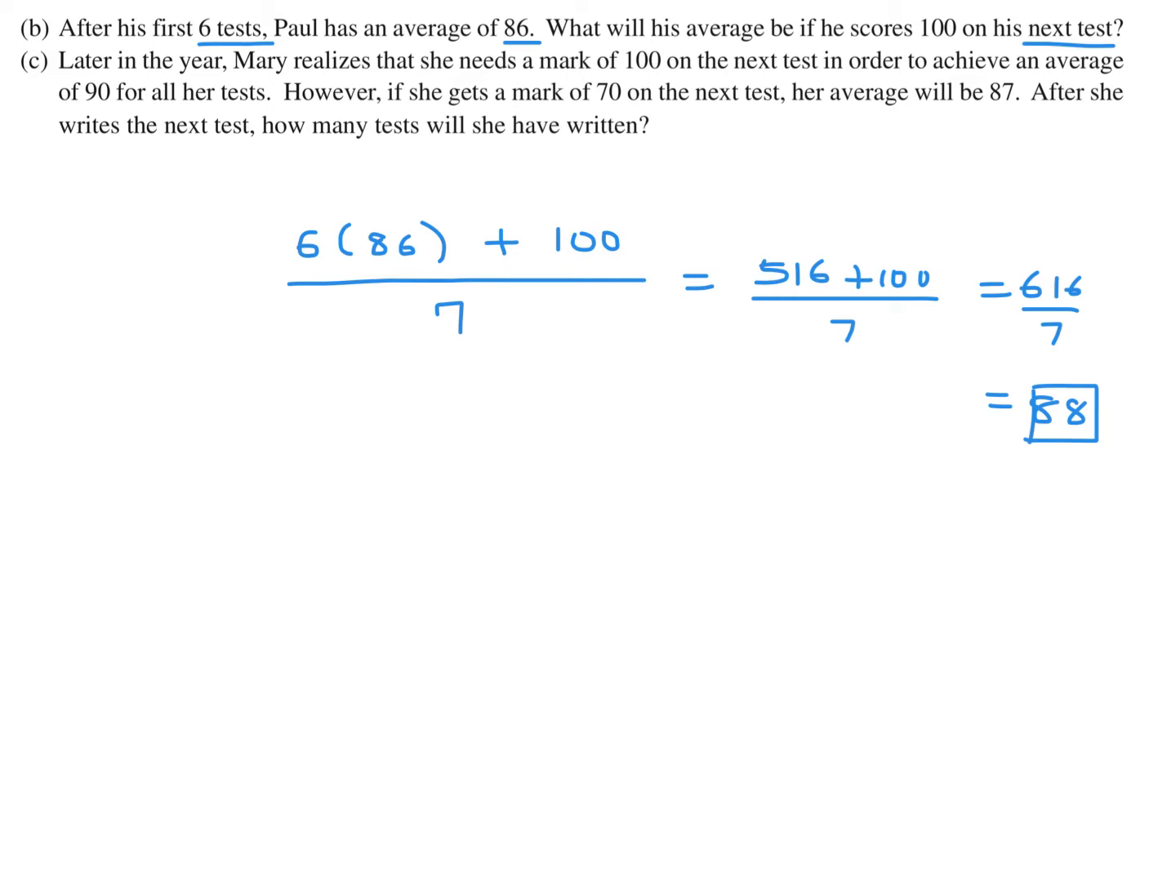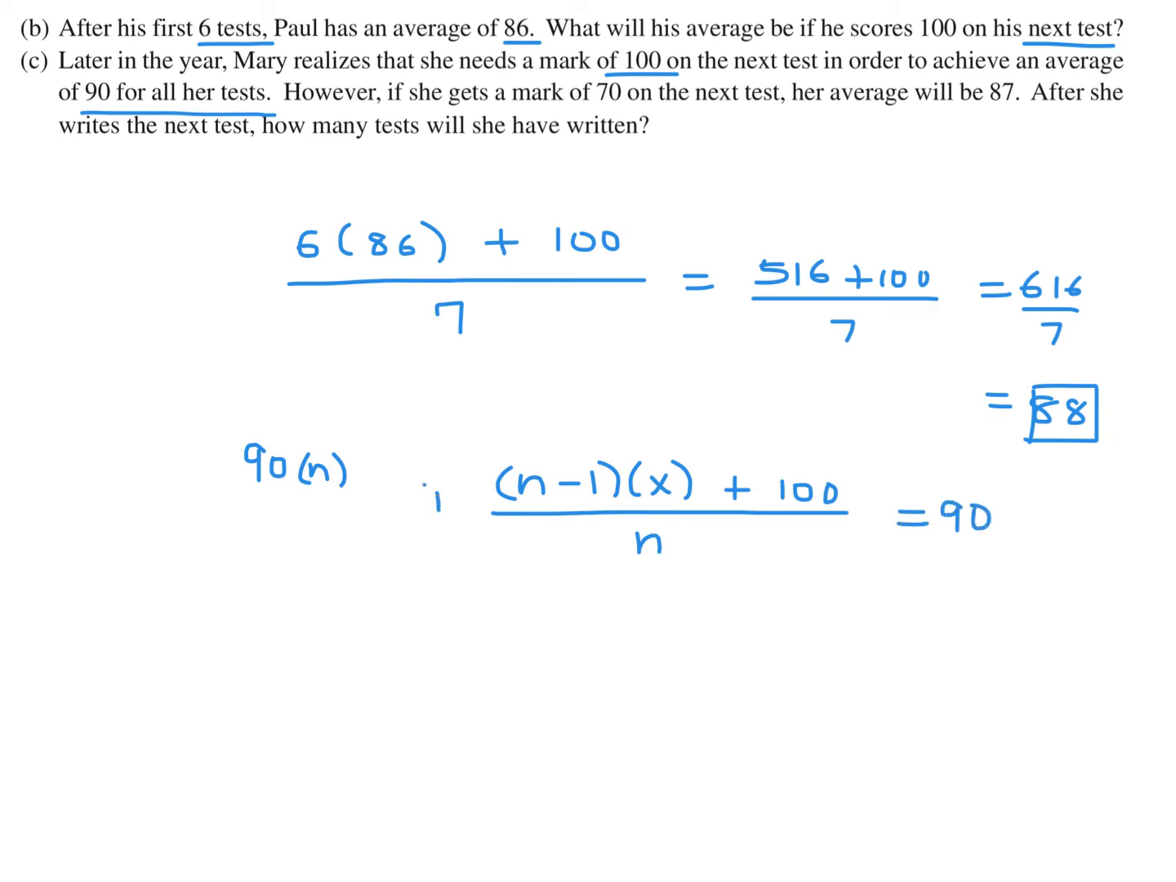Okay, so there are 2 scenarios here. The first scenario is 90 times n, where n is the number of tests. That's the total score that she would have. Now that scenario happens if the first n minus 1 tests have a certain score, and then you add 100, which is what they're doing. And then, of course, you divide by the total number of tests, which is n, and they're saying that average is 90. So this is the equation that you create with that first sentence.